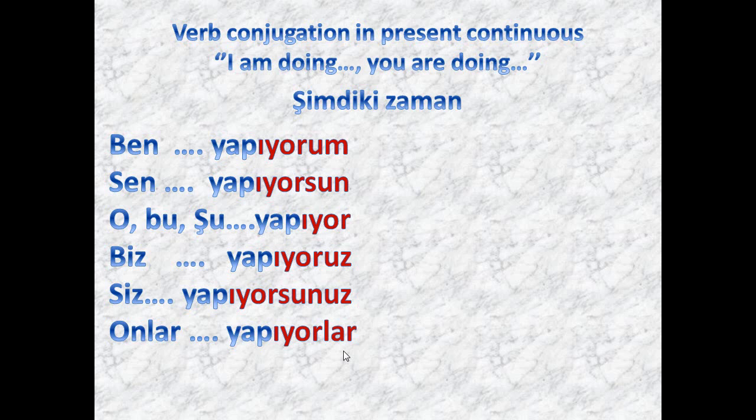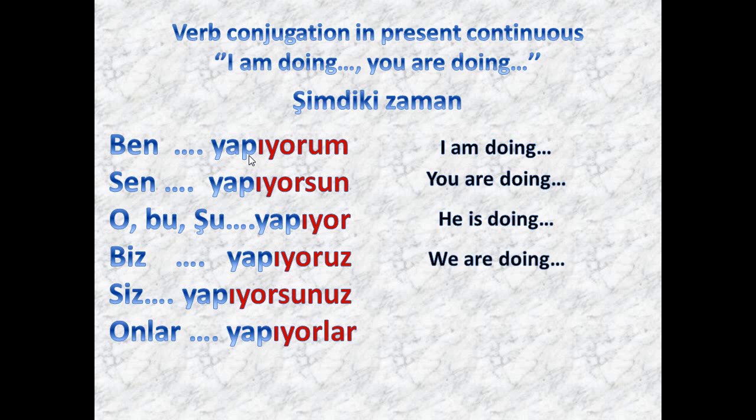So here we have ben, let's say, proje yapıyorum. Ben proje yapıyorum. I am doing a project. Sen proje yapıyorsun. You are doing a project. O proje yapıyor. He is doing a project. Biz proje yapıyoruz. We are doing a project. Siz proje yapıyorsunuz. You are doing a project. Onlar proje yapıyorlar. They are doing a project.